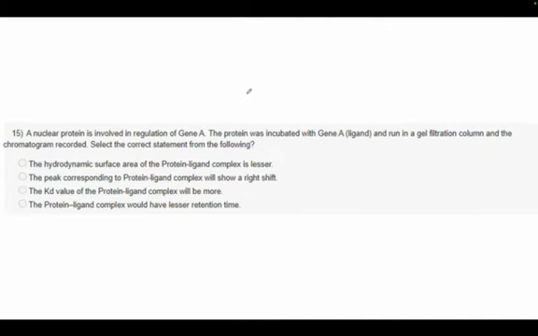A nuclear protein is involved in the regulation of gene A. Protein was incubated with gene A and run in the gel filtration column, which is the correct statement in the following. So here we have protein, to which we have added some ligand. So now, obviously, we can see that the molecular mass, apparent molecular size of this complex has increased. So, as it is increased, obviously the hydrodynamic surface area has increased, so this is wrong. The peak corresponding to the protein ligand complex will show a right shift, this is wrong, right?